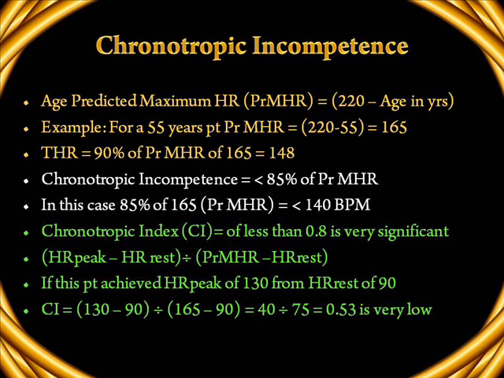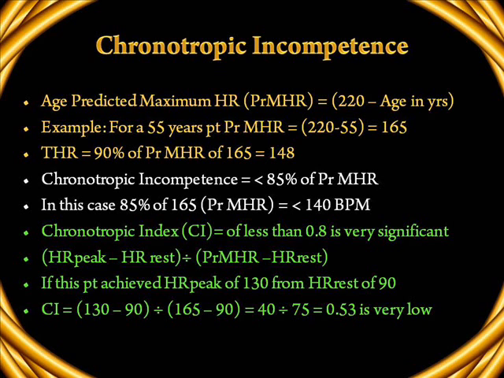What is chronotropic incompetence? When we subject a patient to exercise, we expect the heart rate to go up to compensate for the requirement in the increased cardiac output. To what extent will this go? It depends on the age of the patient. There is what is called the predicted maximum heart rate. The predicted maximum heart rate for an individual is 220 minus the age of the individual. Let us say, for example, in a patient of 55 years, the predicted maximum heart rate would be 220 minus 55, which is equal to 165 beats per minute. Then, can everyone achieve 165 beats? No. If a person can achieve at least 90% of that predicted maximum heart rate, that is good enough.